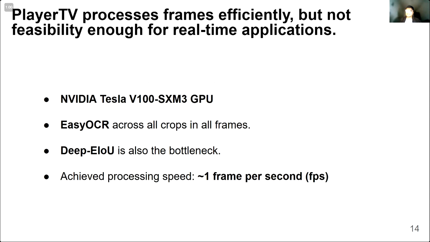So the problem with this pipeline is that it processes frames at a very slow rate, approximately 1 frame per second. We are using a GPU, a Tesla V100, and an OCR algorithm, which is a bit slow, and also the tracking algorithm, DeepIoU. It's an iterative method, so it's also a bottleneck here. So the algorithm is quite slow at the moment, as you saw in the demo I showed earlier. So this is the problem we have now.